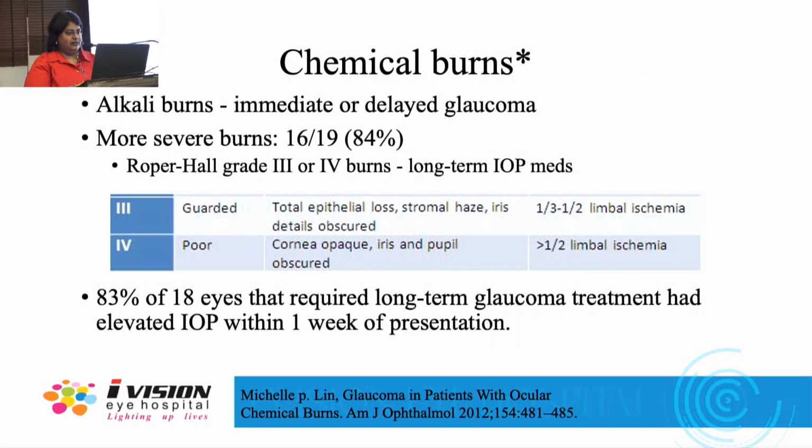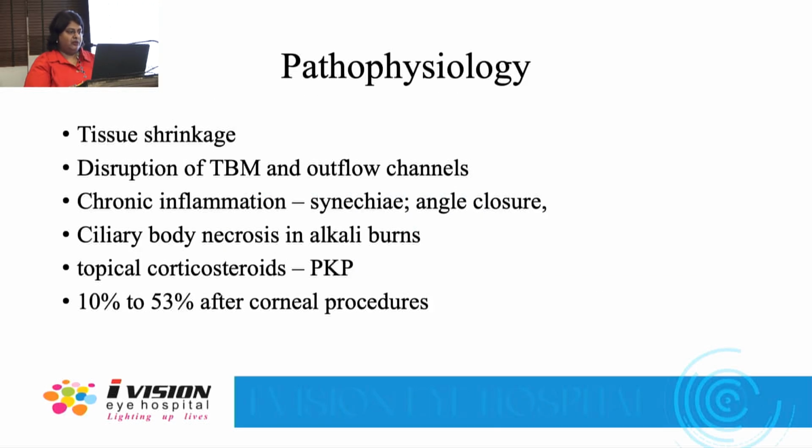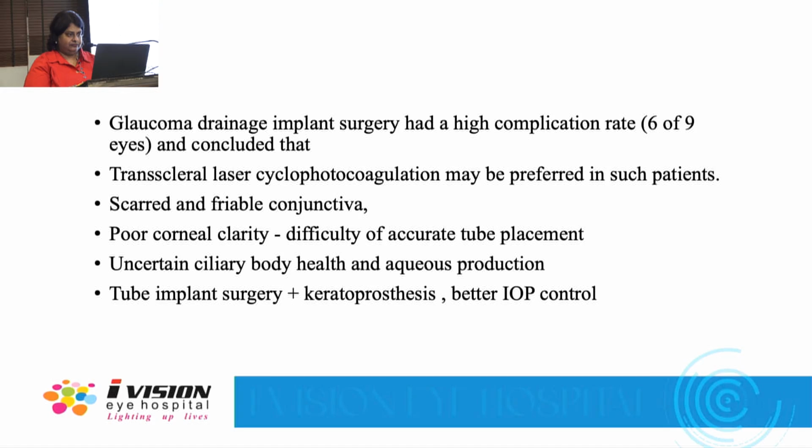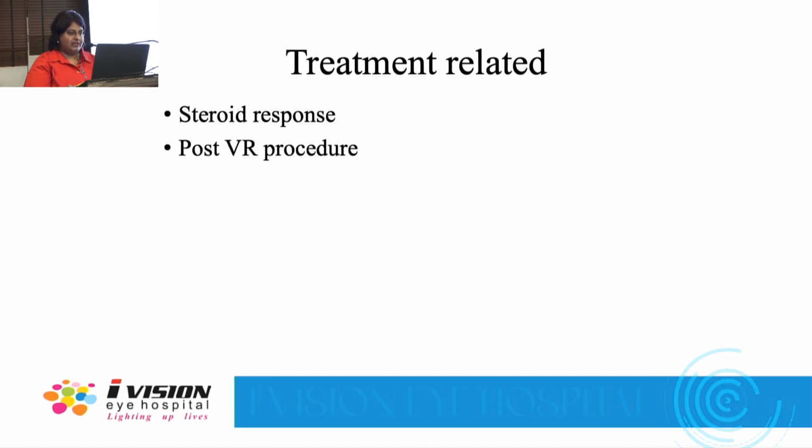Chemical burns can also lead to glaucoma because of tissue shrinkage and disruption of the trabecular meshwork, and this leads to chronic inflammation. The trabecular meshwork is affected because of the inflammation also. Ciliary body necrosis can happen in alkali burns. The most important thing is that treatment is difficult after a chemical burn because the conjunctiva is scarred. Any glaucoma surgery ideally depends upon conjunctival health. Nowadays MIGS procedures are coming up where the conjunctiva is spared, but routine glaucoma surgeries are conjunctiva dependent.